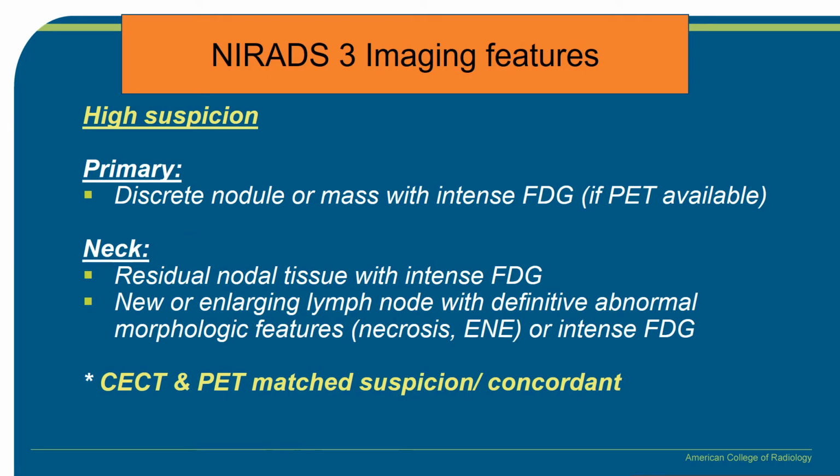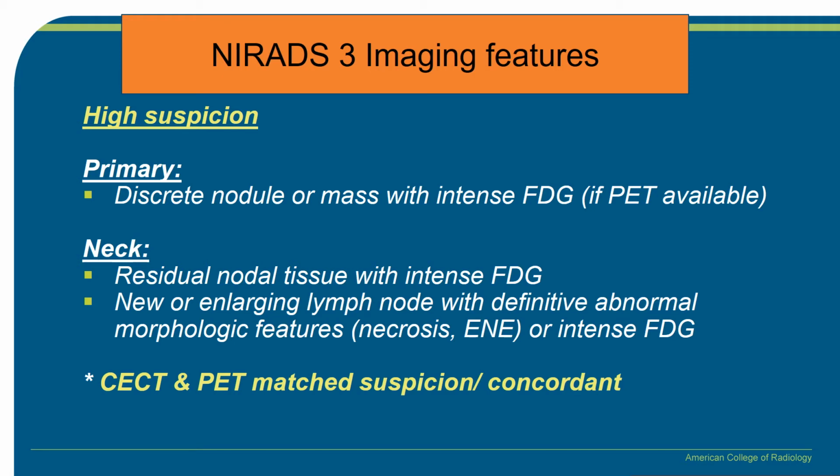NI-RADS 3, for the primary site here, you're going to have a discrete nodular mass that has concordant intense FDG uptake if the PET is available. In the neck, the residual nodal tissue here is going to have residual enhancement and intense focal FDG uptake. Or later in the time course, if the newer enlarging lymph node already has definitive abnormal morphologic features like necrosis or irregular borders.